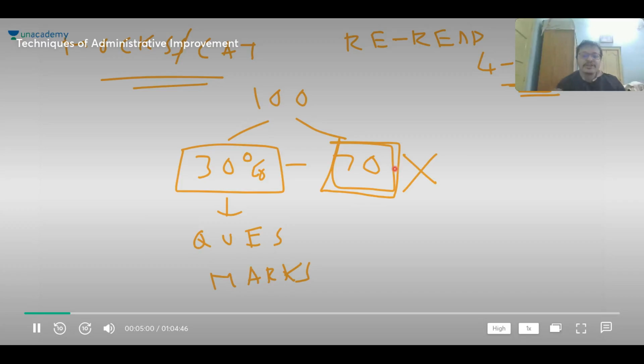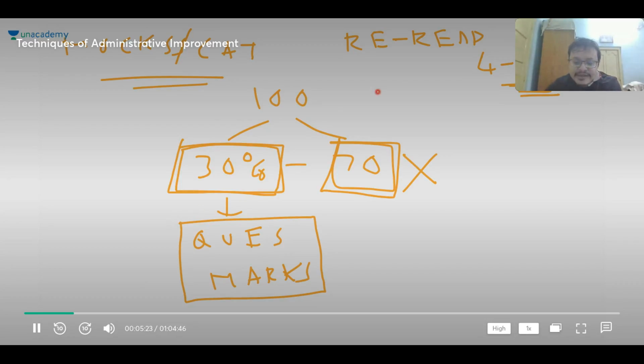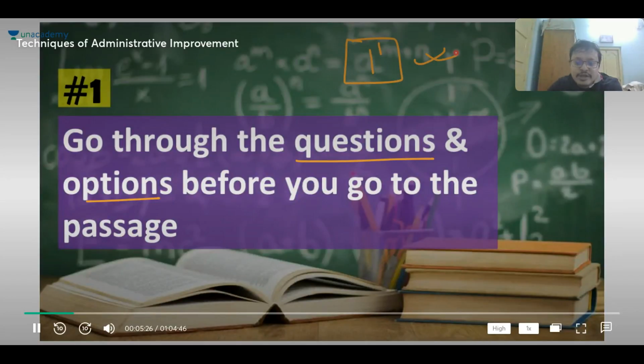Instead, what is important is to focus only on the 30% of the passage that is important as far as the questions and marks are concerned. The moment I say that, the next thing some of you will ask is, how do I know which 30% is important? That is where it's important that in the first 1 minute, you go through all the questions and options in the passage so that you know which is that 30% of the passage which is relevant as far as the questions are concerned.